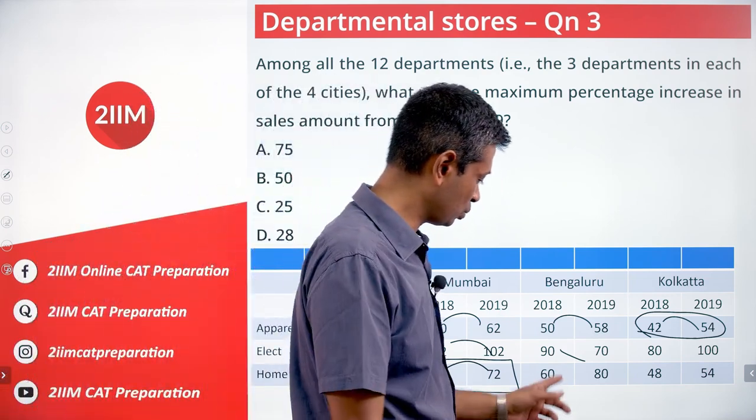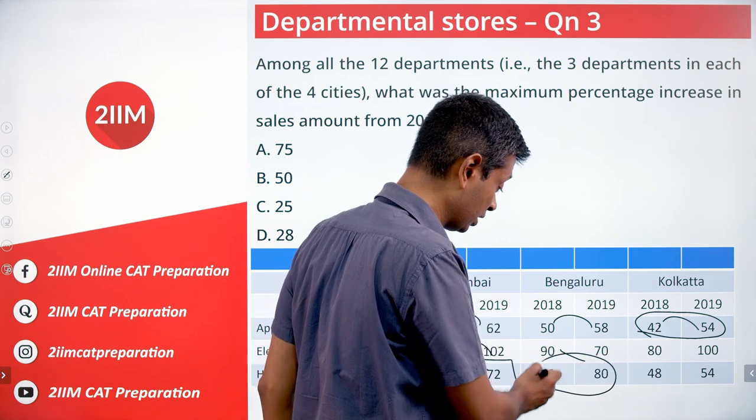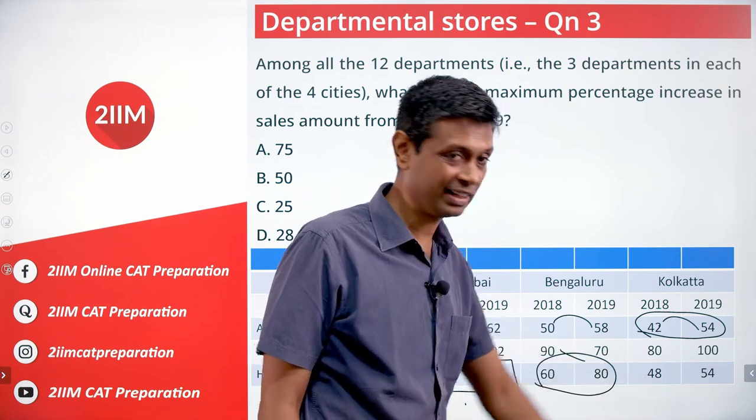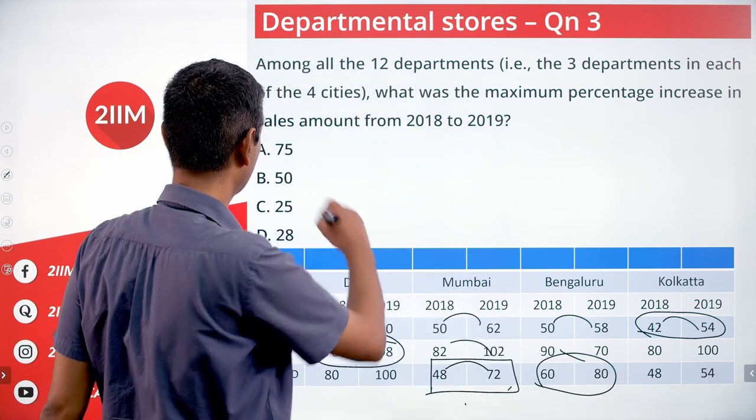60 to 80, 1/3. Okay. This is also big. This is half. This is lesser. Or half, 50% is my answer.